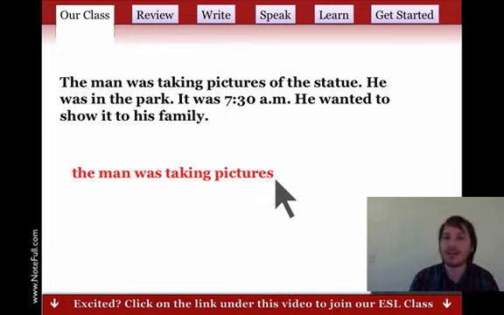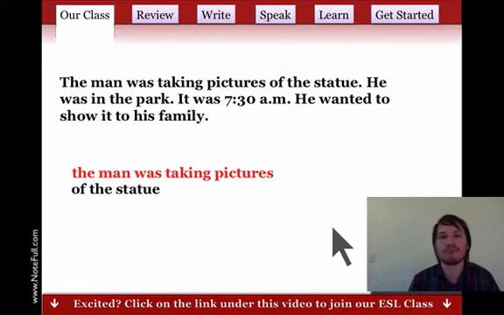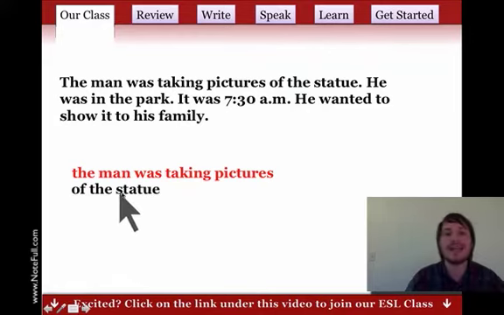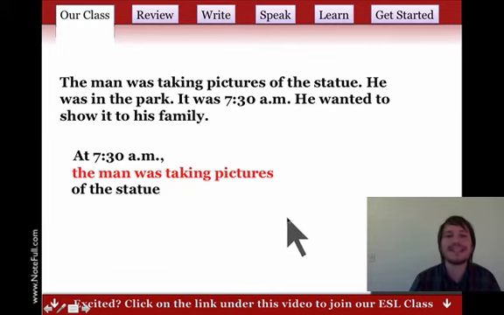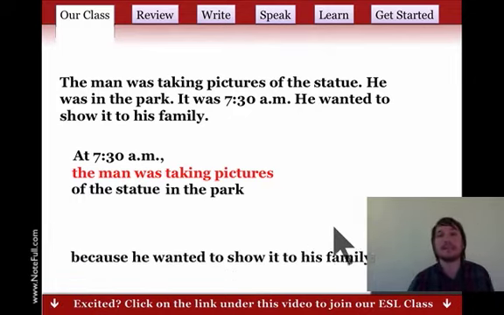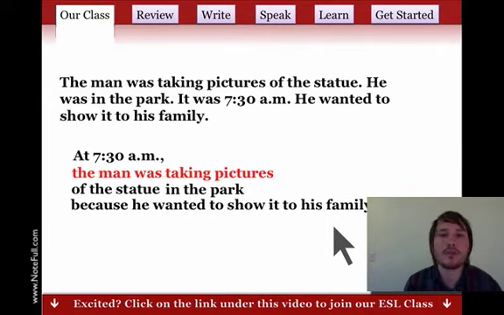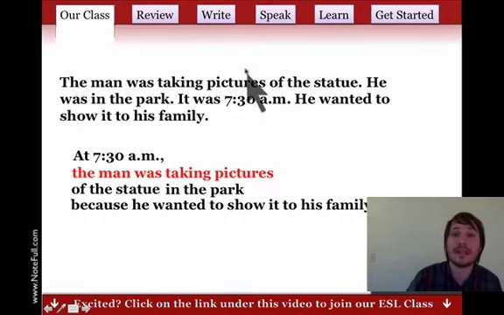Or we can add more, right? What kind of pictures? We say pictures of the statue, right? We added a preposition and another object for more information. When? At 7:30 a.m. We can say where? In the park. And we can say why? Because he wanted to show it to his family. Now we've taken all of the information, we created one sentence, and I think you'll agree it's a better sentence than the original 4 sentences that we had here.